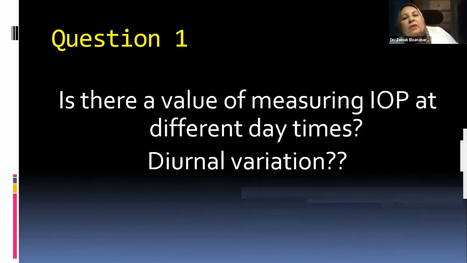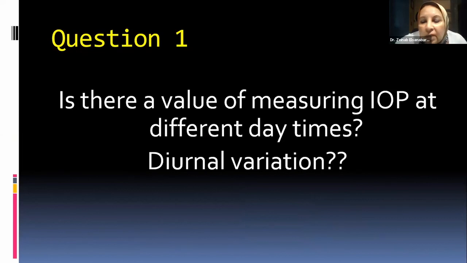So what is the value of measuring the IOP at different times for this patient, Ahmed? Yes, this is a very interesting case. One-eyed patients are particularly sensitive, and the patient has reported a recent drop of vision. So is this due to uncontrolled glaucoma or due to something else, like cataract, for example?